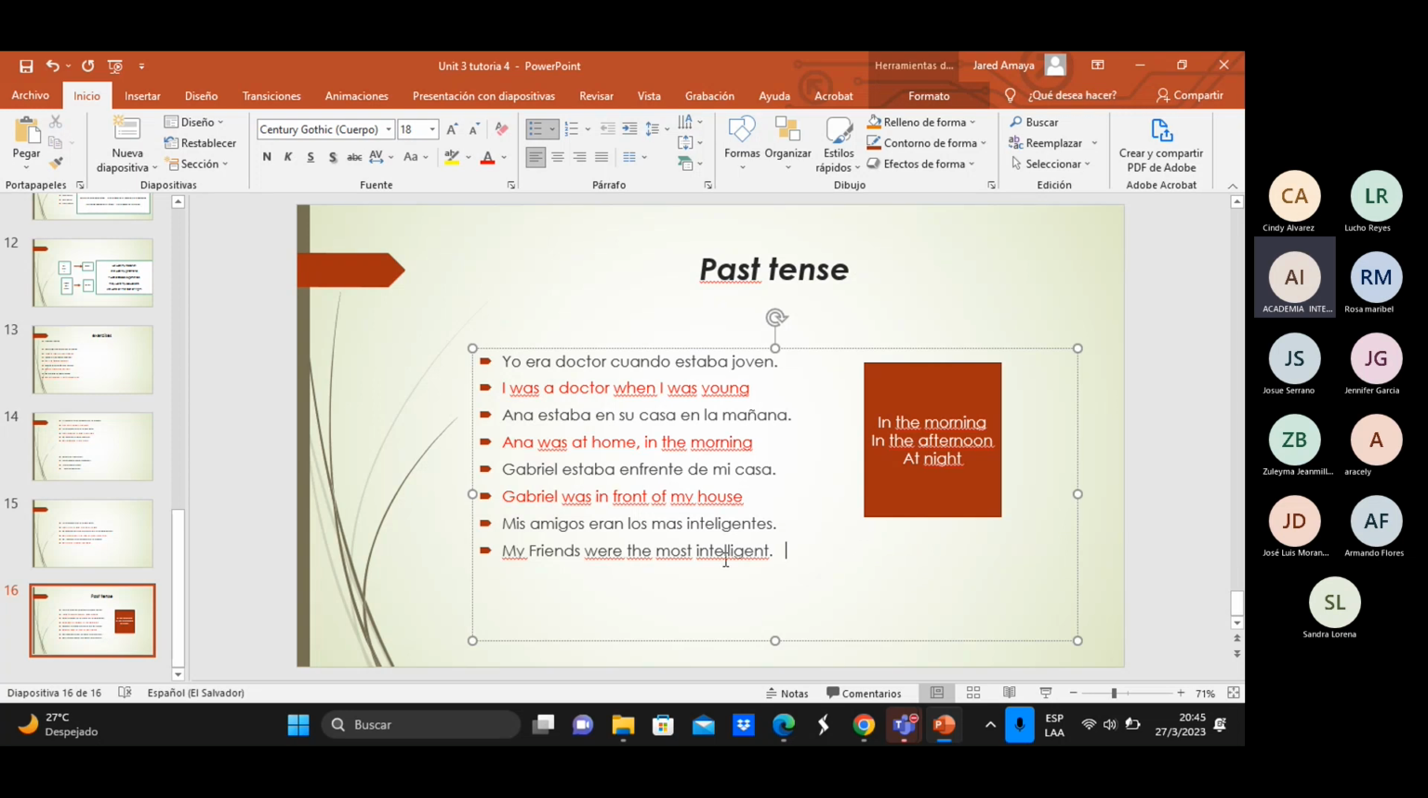Pero aquí utilizan mejores. Intelligent. My friends were the most intelligent. The most es como lo más. El más, ¿verdad? The most intelligent. Por ejemplo, si digo, there is a cell phone right now in the store, and it is one of the most expensive ones. The most expensive ones. Ahí, ¿verdad? Ahí utilizamos the most expensive. Expensive es el adjetivo que significa costoso, ¿verdad? Caro.